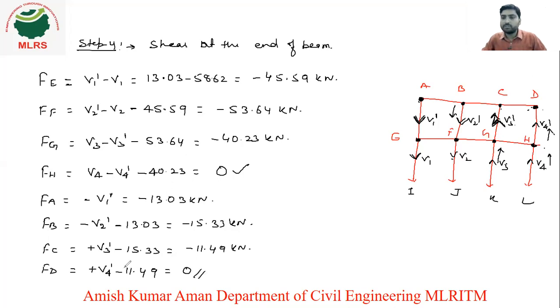Whatever calculation we have done is correct, because at the last joint we are getting the shear as 0. So our calculation step number 4 is over. Now we will go for the final step, step number 5, that is calculation at the end of beam. We have calculated the location of the centroidal axis. We have calculated axial forces in the columns for story number 1 and story number 2. Here also we have calculated shear at the end of beam for story 1 and story 2. Now we will calculate the moments at the end of beam, again for story 1 and story number 2.